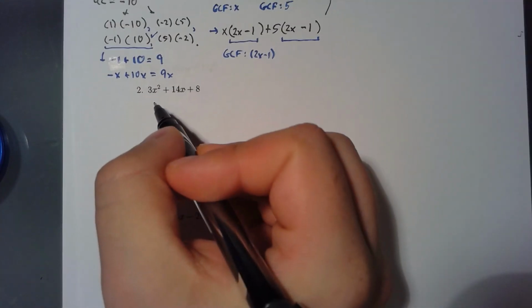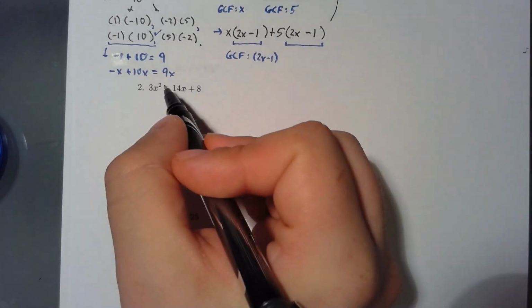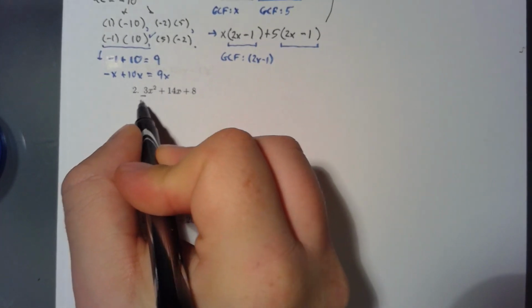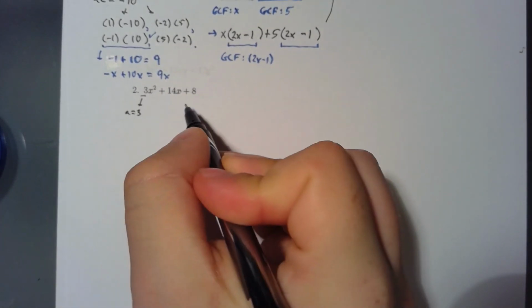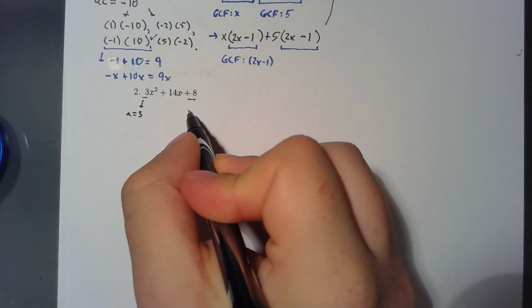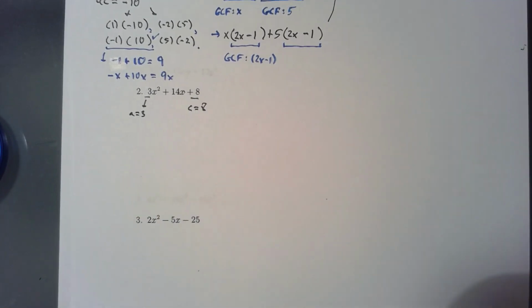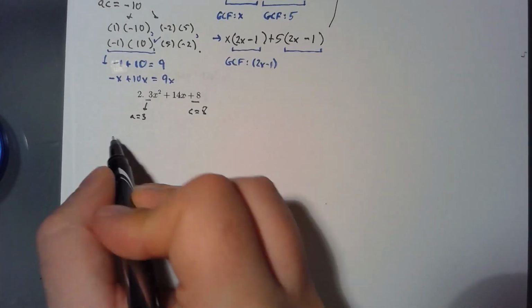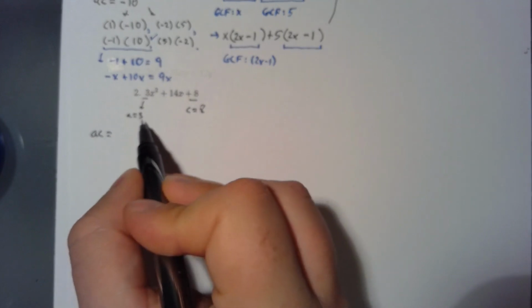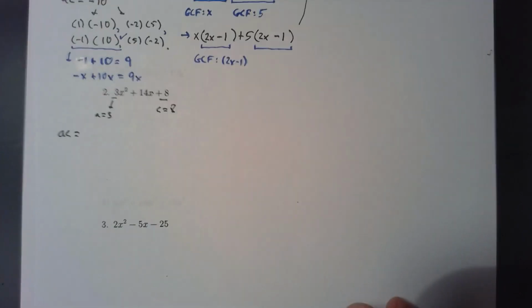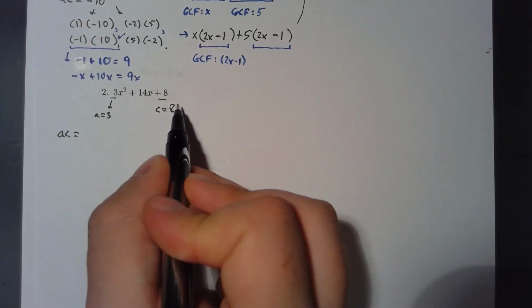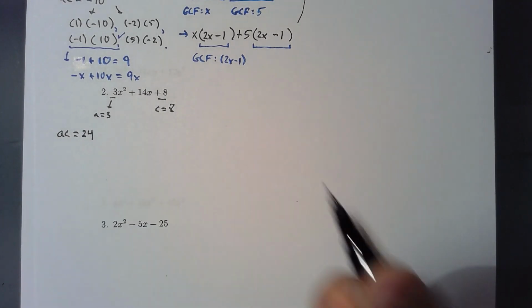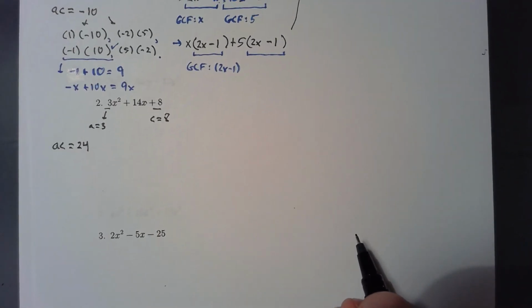So let's look at this one here. A here is 3, and C here is 8. So what's going to be A times C here? 3 times 8 is 24. Alright. So what are my factors of 24?